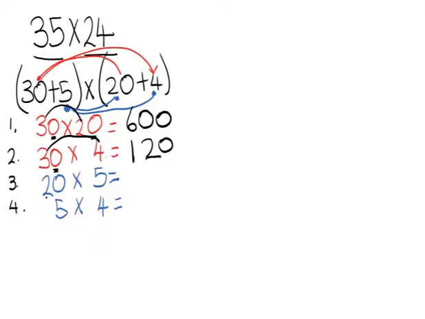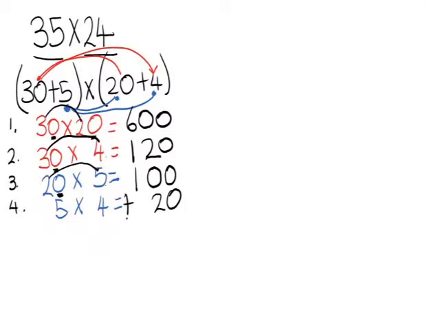In the third sum, we have 20 times 5. Do you know what is 2 times 5? You should know that 2 times 5 is 10. Are we forgetting something? Yes, there's a 0 in the sum, so that means we have to add a 0 to the answer. 0 times 5 is 0. Lastly, number 4, 5 times 4 is 20. 5 times 4 is 20.